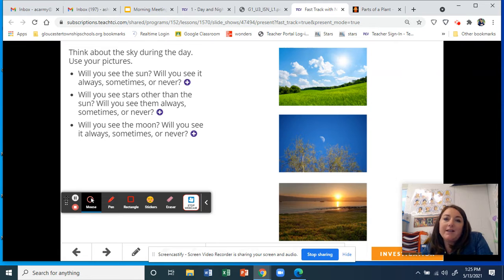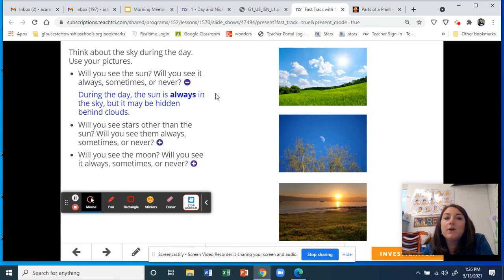Think about the sky during the day. So here's a pretty picture of the sky during the day. Will you see the sun? Will you see it always, sometimes, or never? During the day, the sun is always in the sky, but it may be hidden behind clouds.